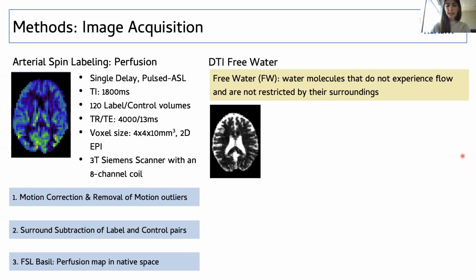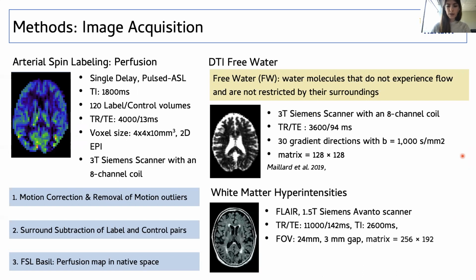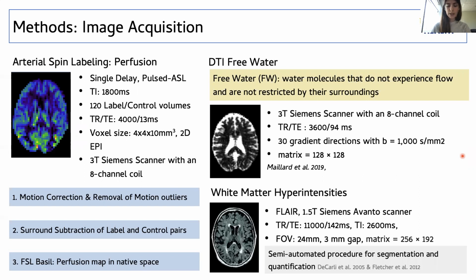Free water is a DTI-derived measure of water molecules that do not experience flow. The diffusion weighted data was collected in 30 gradient directions and with a B value of 1,000. White matter hyperintensities were acquired from a FLAIR sequence and segmented using an in-house semi-automated procedure.